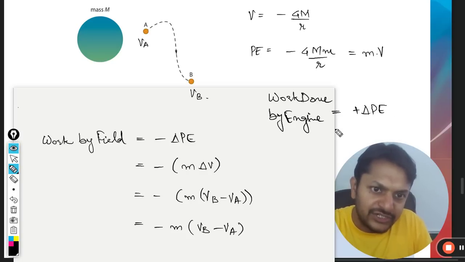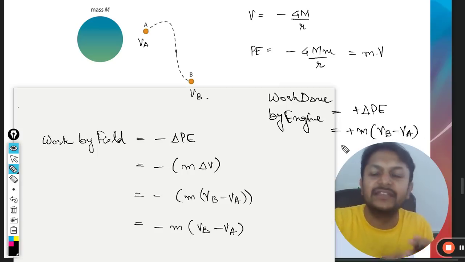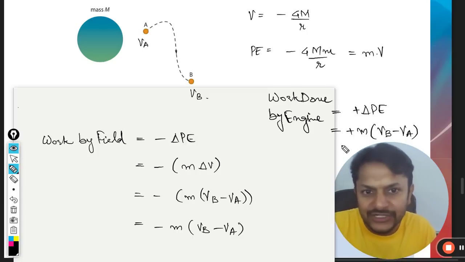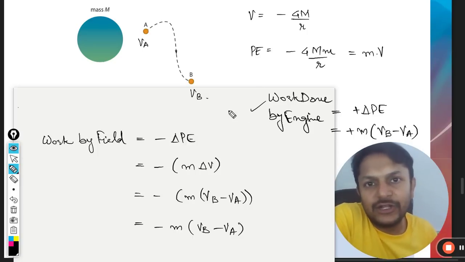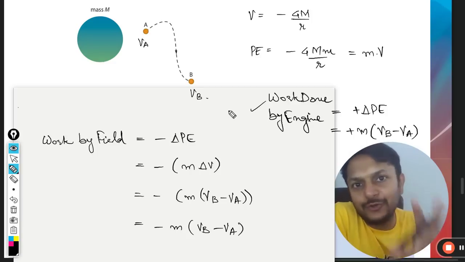Change in potential energy will be the same, only the negative sign goes away. Every other thing remains the same. It is m into (VB minus VA), which is this. So this is work done by engine. So this is the work energy theorem applied to gravitation.